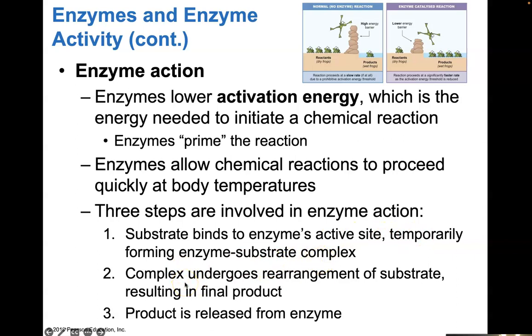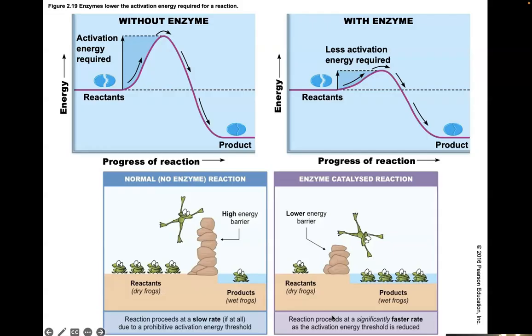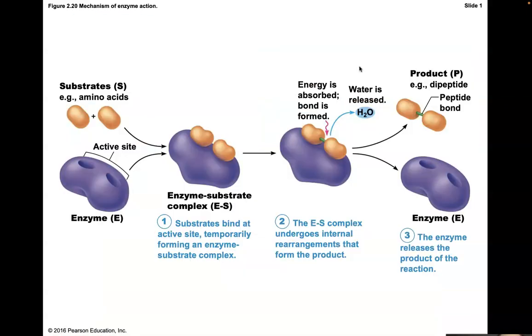Then that complex undergoes a conformational change and rearrangement of the substrate, resulting in a final product, and then the product is released from the enzyme, okay? So it's pretty basic. So again, this is just showing you without an enzyme and then with an enzyme how that activation energy is lowered, okay? And then this is just showing you again that enzyme.